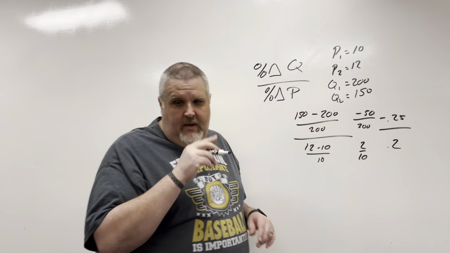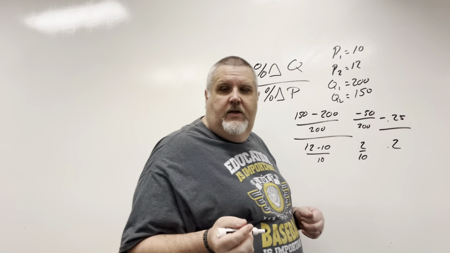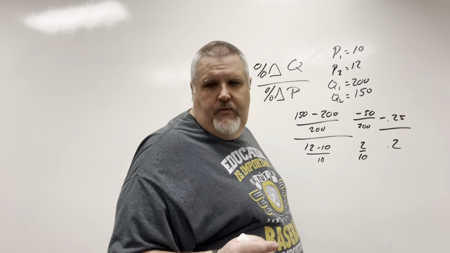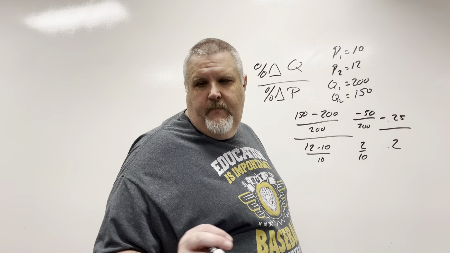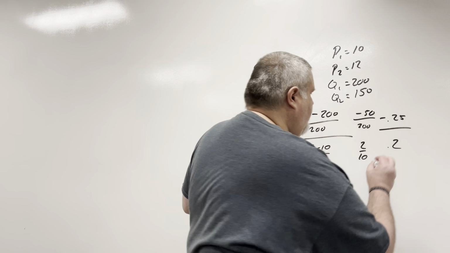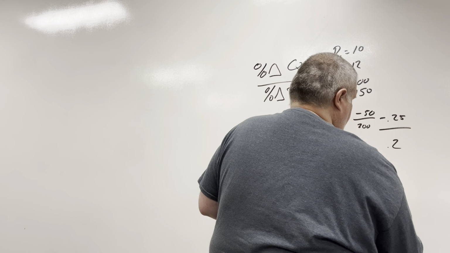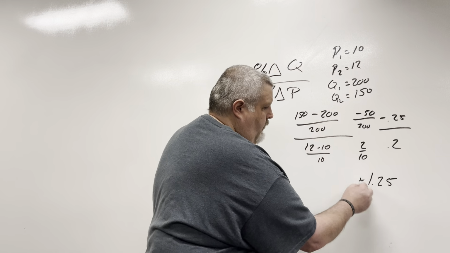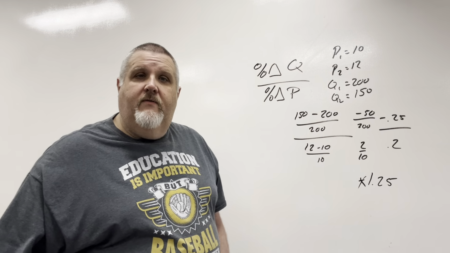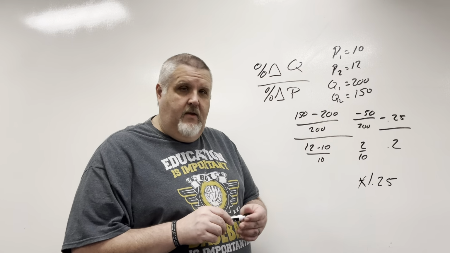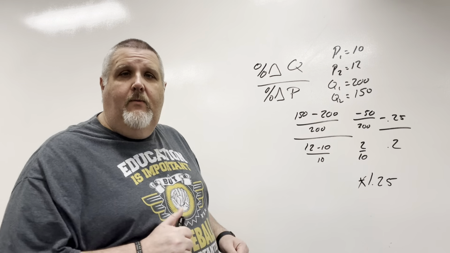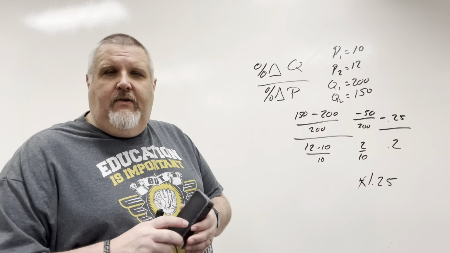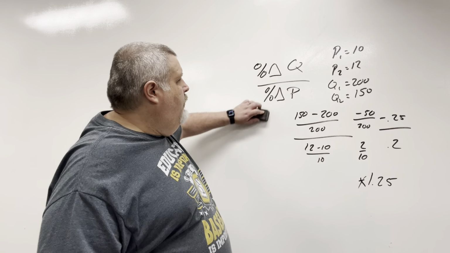Negative 0.25 divided by 0.2 is going to be negative 1.25. And remember, we don't care about the negative sign. 1.25 is larger than 1. Therefore, this would be an elastic good. Okay? So that's just kind of a little something there that we can work with.